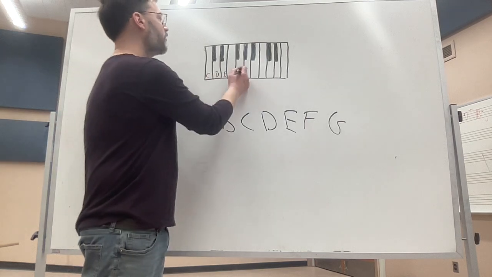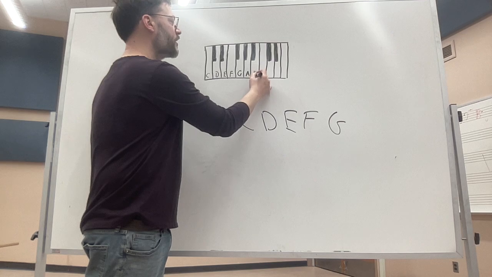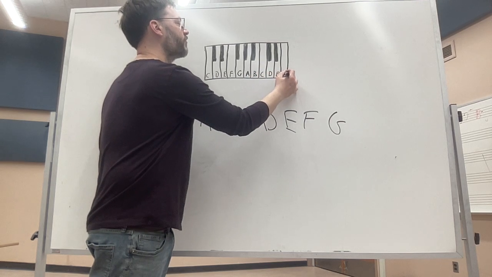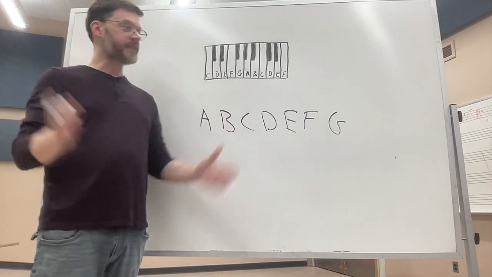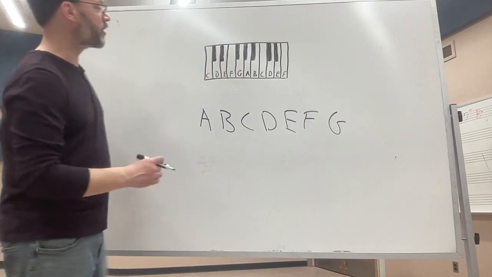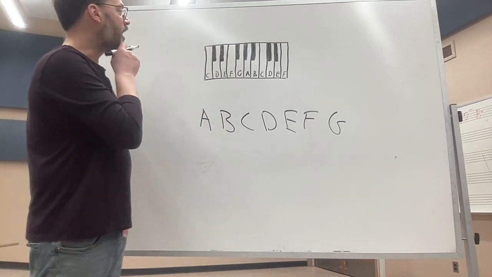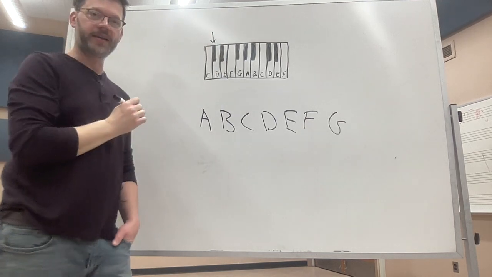So then we'll just finish this. G, A, and then we start over. A, B, C, D, E, and F. Okay? So we just go A to G. It's that simple. They correspond to some notes on the keyboard. And then the tricky part comes in when we want to label these black keys.